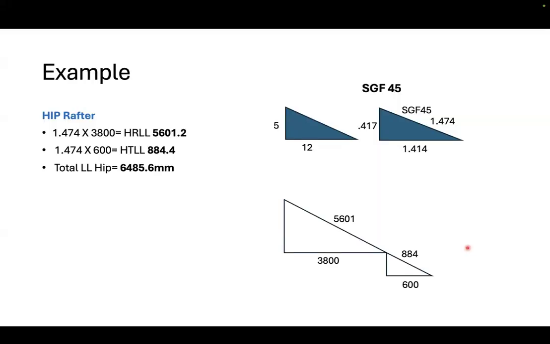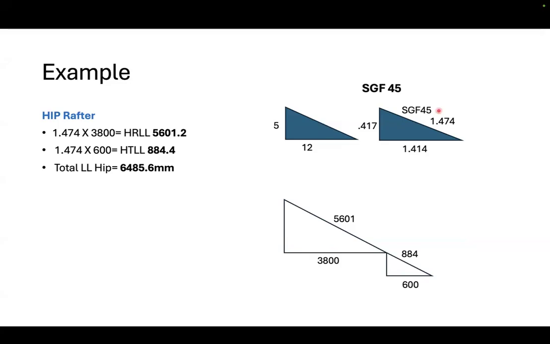And really, that's it. It's that simple. You only ever need to find the run of a rafter. Be very clear of what your SGF 90 is and SGF 45. Keep those separate. Always mark out which rafters you're working on. And then you're just finding the run and multiplying by the SGF, either 90 or 45.